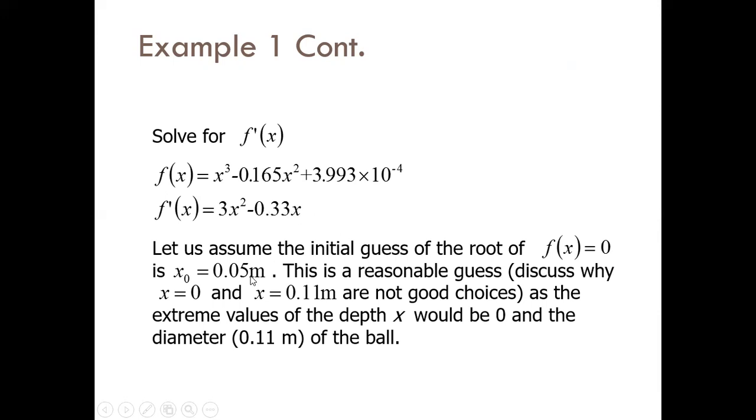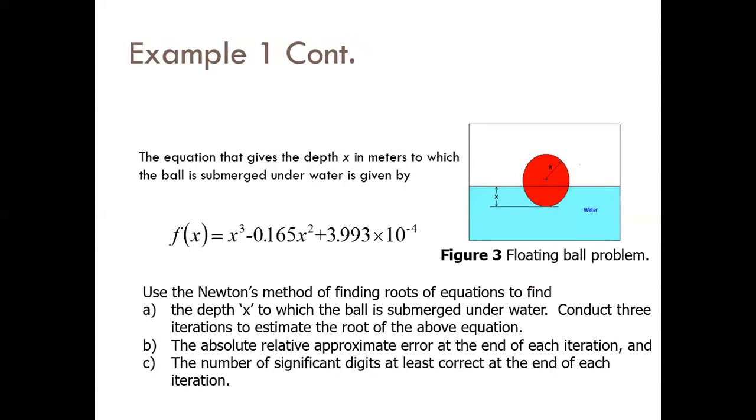Let us assume the initial guess of the root of f of x equal to 0 is x0 is equal to 0.05. This is a reasonable guess. Discuss why x equal to 0 and x equal to 0.11 meter are not good choices, as the extreme values of the depth x would be 0 and the diameter, which is 0.11. The diameter of that ball is 0.11.